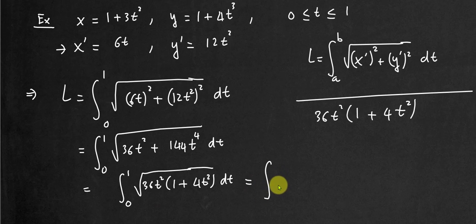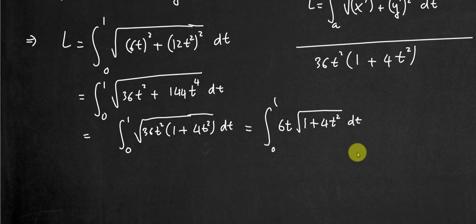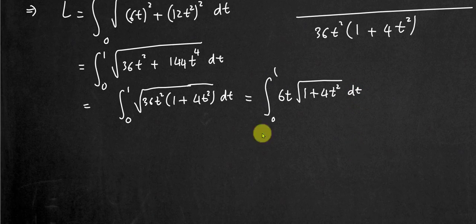And we know that the square root of 36 will give me 6. The t squared, when you take the square root, you get t, right? And t is going from 0 to 1, so when you take it outside, you don't have to put the absolute value because this is already positive. And now inside the square root, we still have 1 plus 4t squared dt, and we go from 0 up to 1. Okay, from here we can use substitution to help you to find the integral.